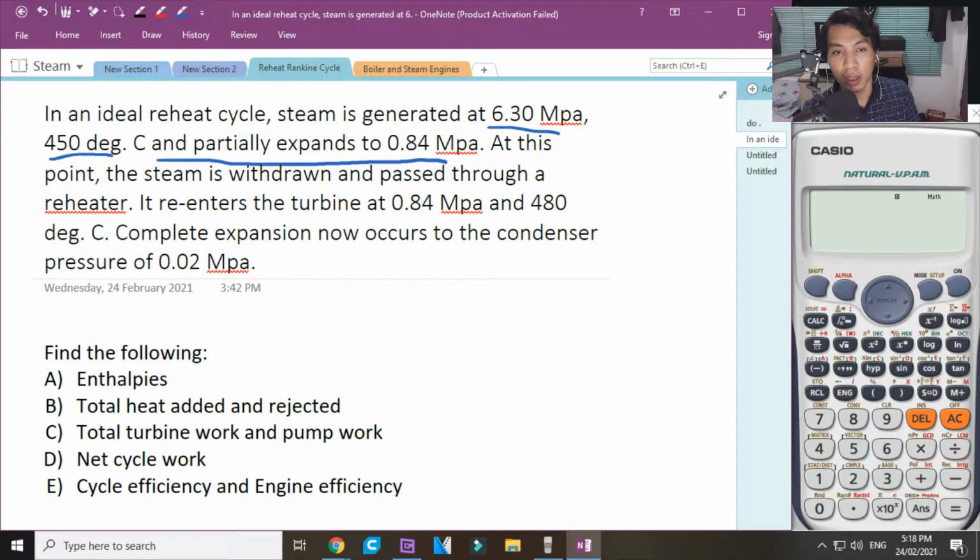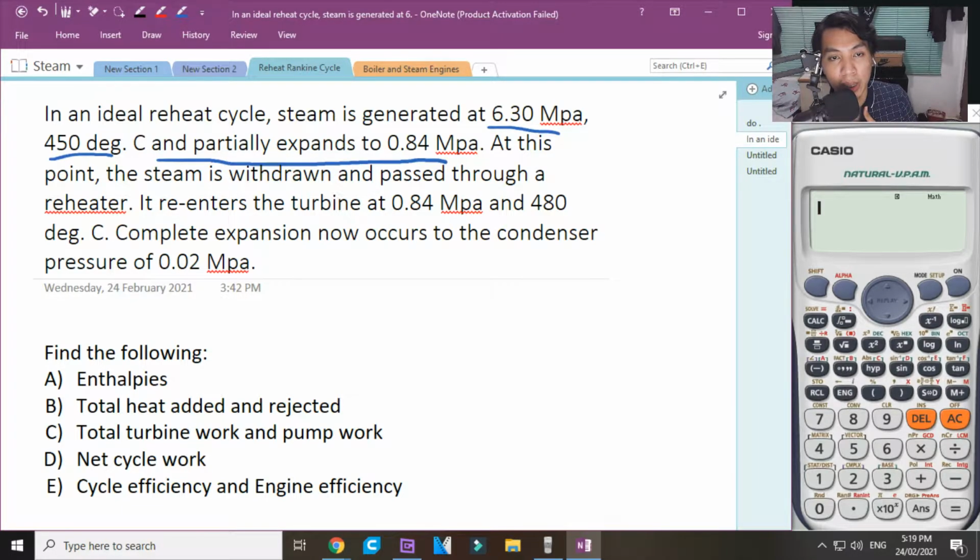Okay? And at that point daw, i-withdraw yung steam mo at that condition, inireheat sa iyong reheater, itataas ng temperatura. Now, it re-enters the turbine, ngayon na i-reheat na siya, itinaas yung temperature niya up to 480 degrees Celsius. Now, to complete expansion, it occurs in the condenser. So, expansion happens in the condenser after the turbine. Okay? Lumamig na. Pagdating na condenser at a pressure of 0.2 MPa.